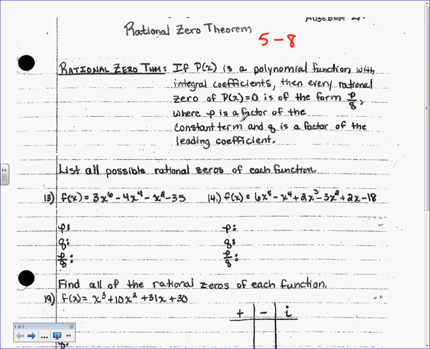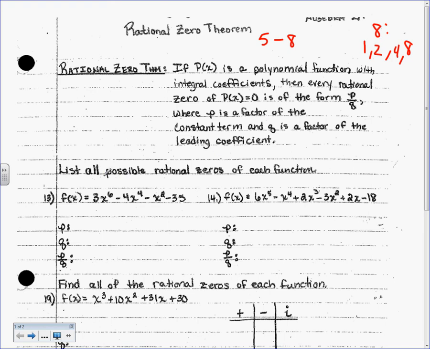P is a factor of the constant term. Q is a factor of the leading coefficient. So let's talk about factors, right? If we have like the number 8, something really easy, factors of 8 are numbers that go into 8 evenly with a 0 remainder. That's what that means. So factors of 8 are like 1 and 8, 2 and 4. That's it, right? 1, 2, 4, and 8 are all factors of 8.